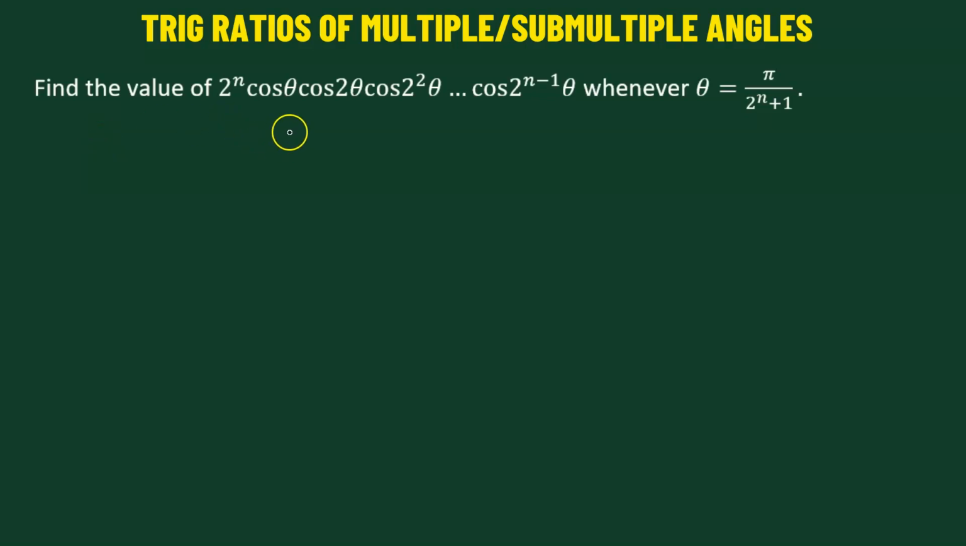So we need to find out the value of the given trigonometric expression whenever theta is given by pi over 2 raised to the power of n plus 1. Let us begin. Now what we'll do here, we're going to use a formula.